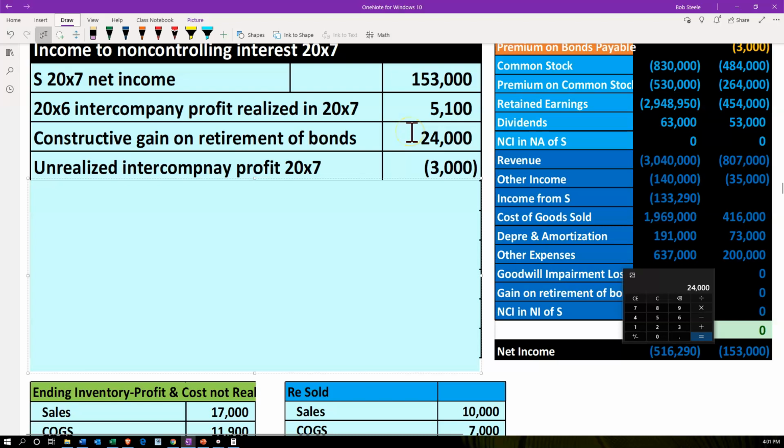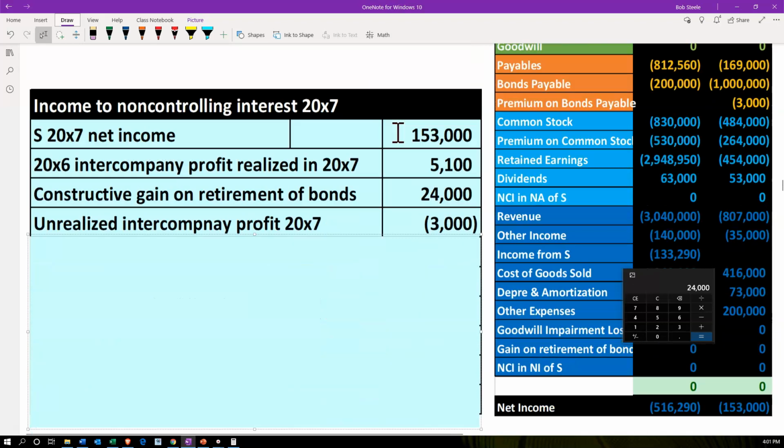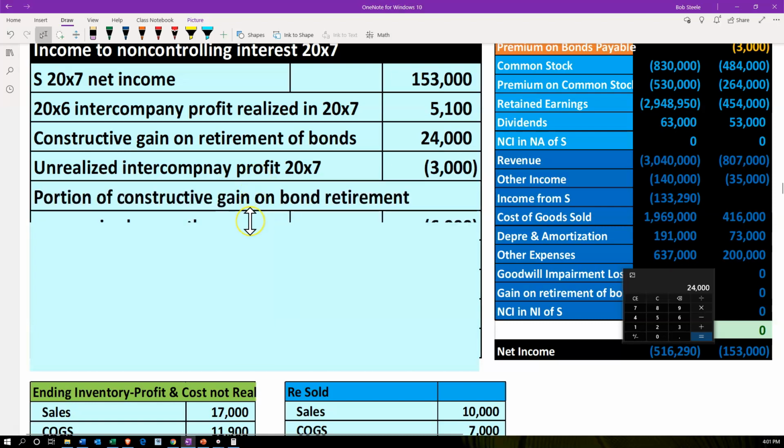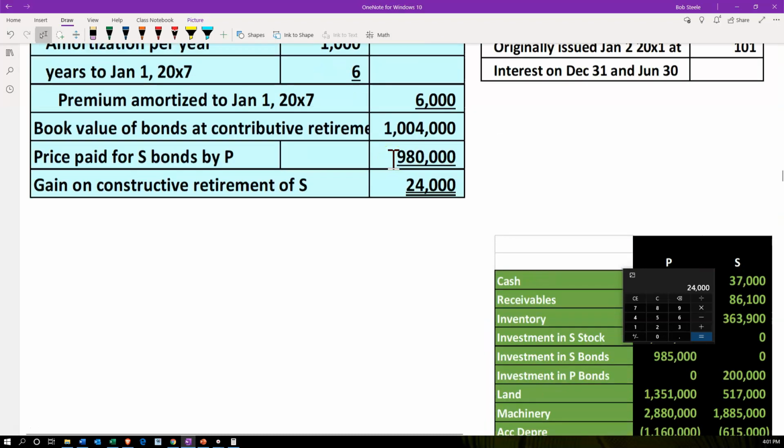Now, we're also going to take into consideration this 24,000. That's the constructive gain on the retirement of bonds, which we calculated up top. So we just calculated that here. That's going to be included in our adjustment. And then we have the portion of the constructive gain on bond retirement recognized currently. That's going to be the 6,000. That's going to be the 24,000. So we've got this 24,000 here.